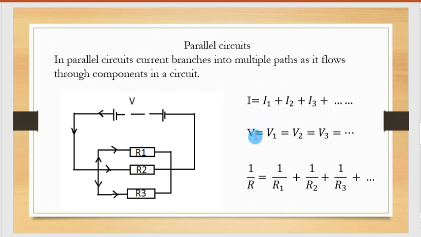Okay, then when we come to voltage, voltage in parallel does not change. The voltage of the battery, which is the EMF, is equal to the voltage that will be across R1, it will be equal to the voltage that will be across R2, and it will be equal to the voltage that will be across R3. So that's the meaning of this statement here. And how do we come up with the expression for finding total resistance if we use these two ideas?